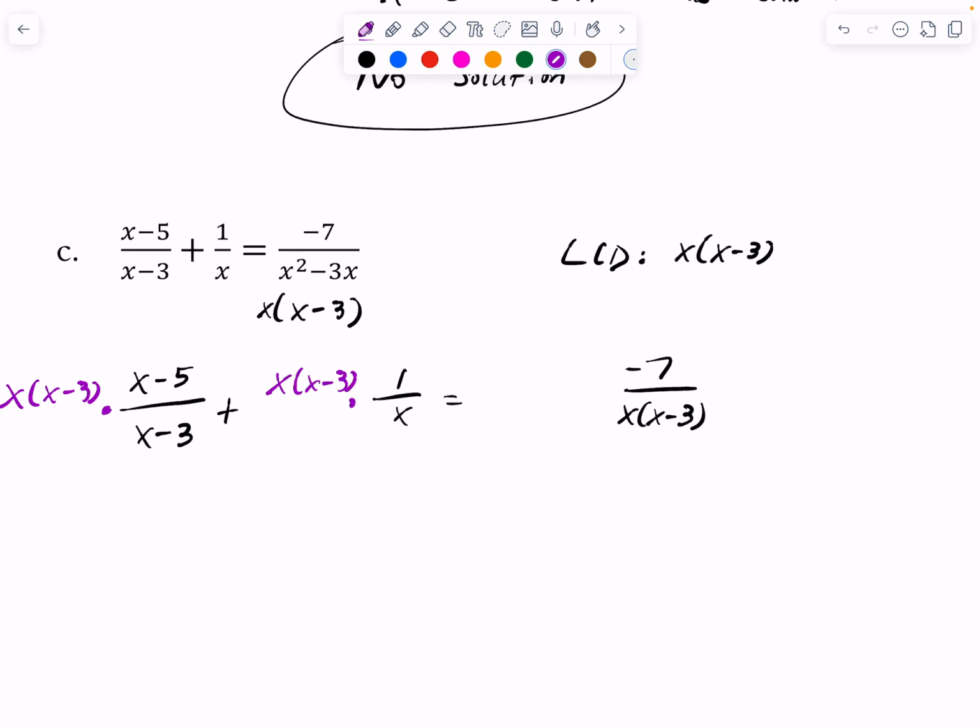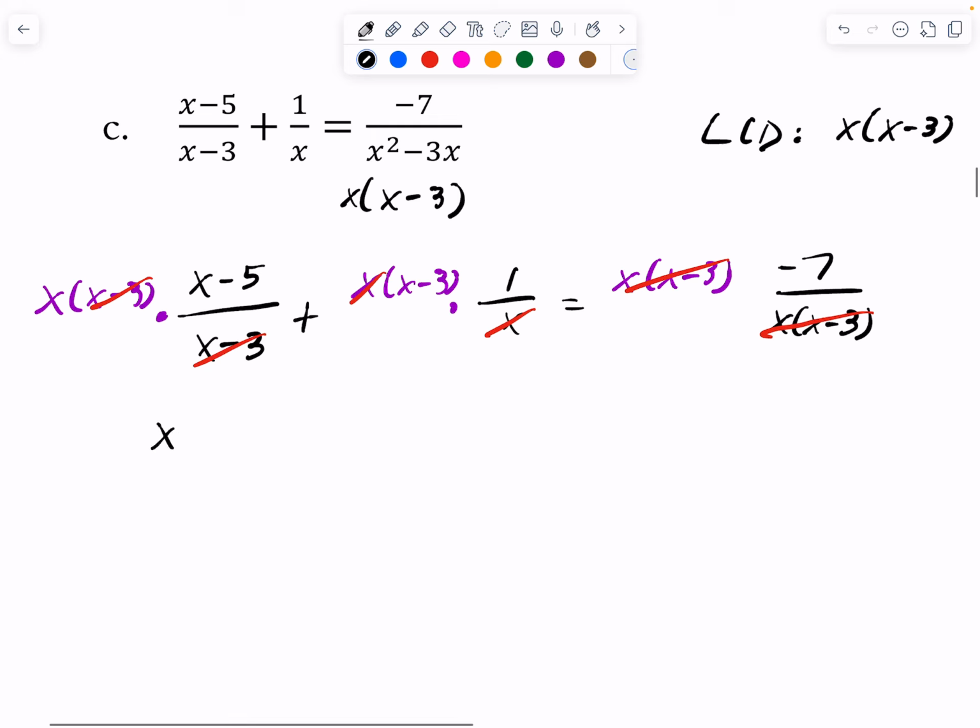All right, last one. Let's see what crosses out. So x minus 3s are crossing out for the first one. The x's are crossing out for the second one, and everything crosses out there. So let's see what it leaves me with. So x times x minus 5 plus x minus 3 times 1. I don't need to write times 1. And then those all cross out, so equals negative 7.